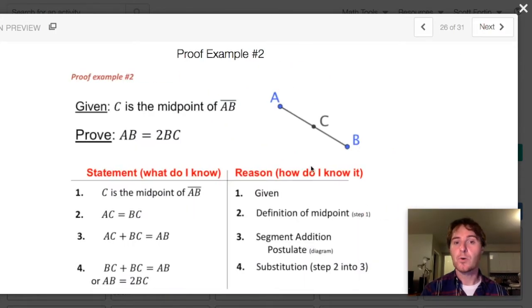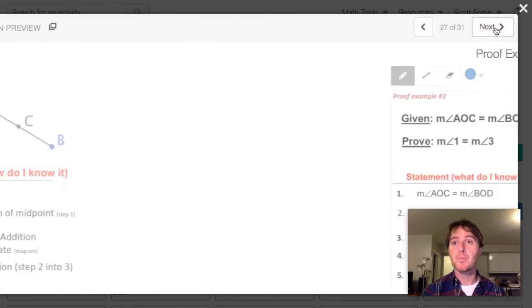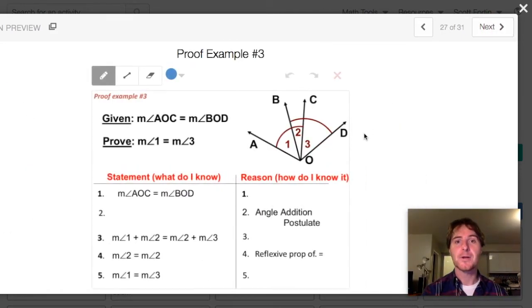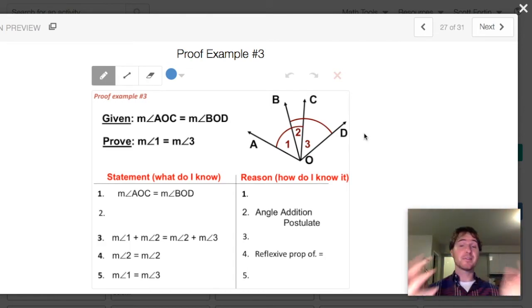And we can look at it a little bit more clearly right here. Any questions on that one? Maybe rewatch it. Maybe read this on your own time. I'm not going to go over this one. I think you guys probably want to do your exit ticket. Move on with your merry lives right here. Proof example number 3. I think this is actually the last one.